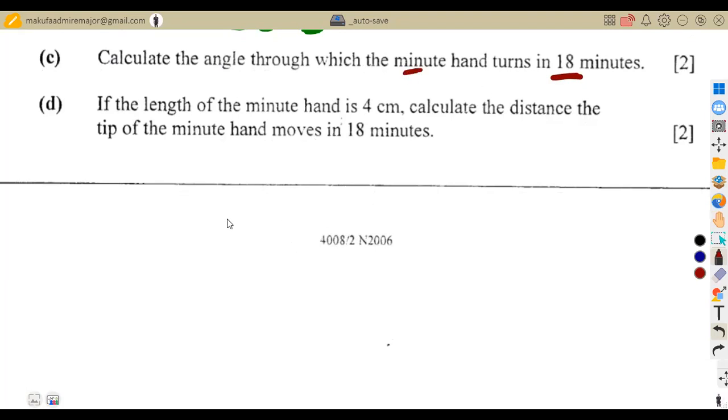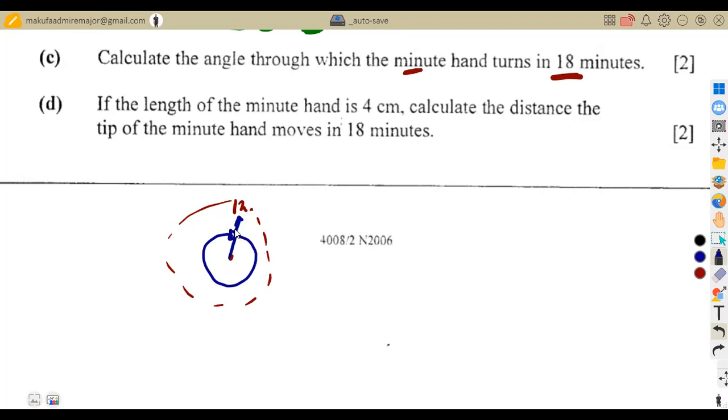Okay, if we consider a minute hand, let's say we are starting from 12, and we come back up to the point 12. If the minute hand is turning 360 degrees, it means it has covered how many minutes? That is the question. How many minutes is it going to cover in order for us to complete a revolution?